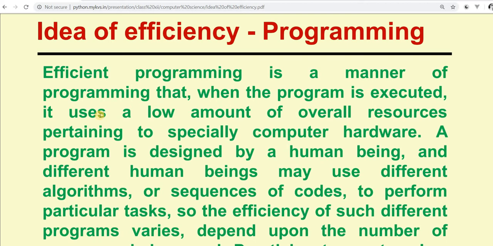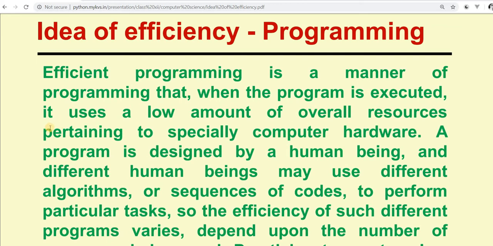Now, whenever we write code, at that point we do not even think about how much memory it uses, how much RAM it uses, or what other devices we use during that programming session. So an efficient program is one that uses a low amount of the overall resources we have, whether hardware or, mainly, memory.